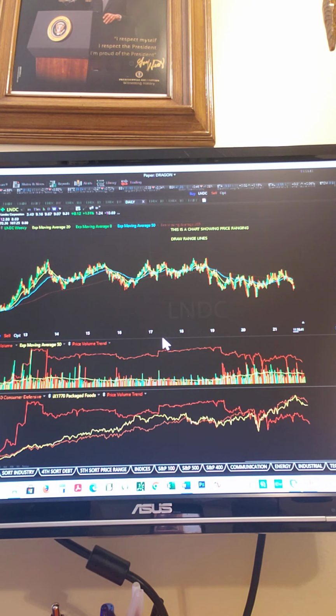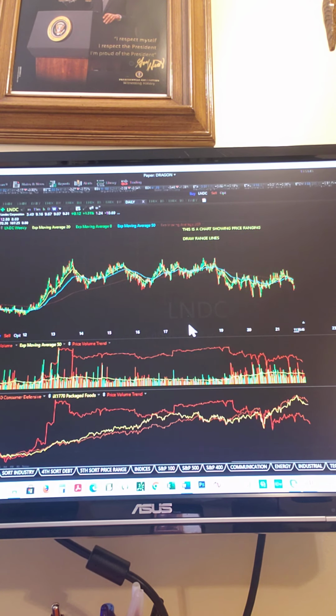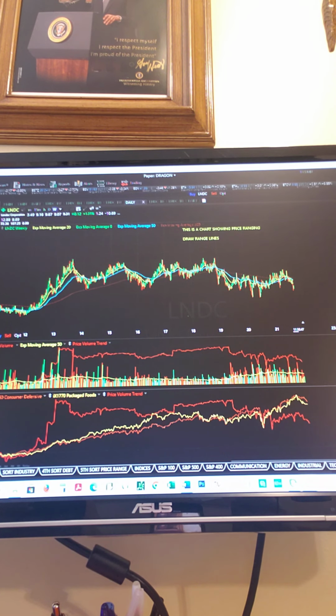The second thing we're going to do is show price ranging. Okay? This is a good chart to show price ranging. I'm going to show you right here. You see that's the lower part of the range, and this is the upper part of the range. You can see the price going between those 2 points. Some people buy it here and try to sell it here, but that's price ranging.